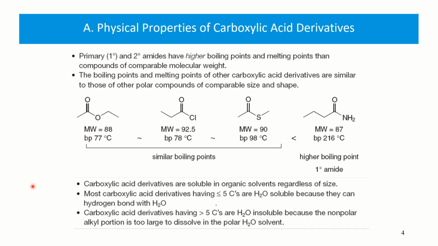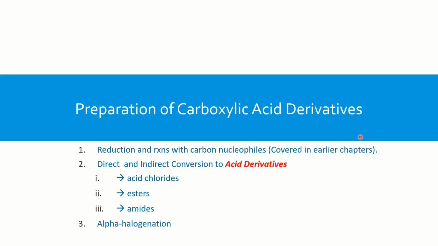Melting points and boiling points are quite similar, except for the amides. The primary and secondary amides, to be exact. Why? Because they do have hydrogen bonding. A tertiary amide will not, because the nitrogen, of course, is flanked by two R groups.